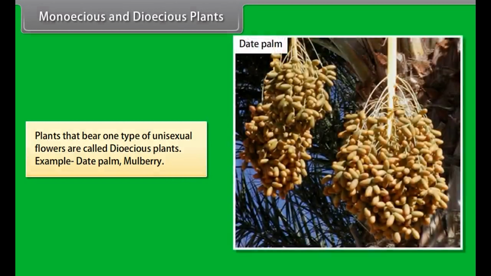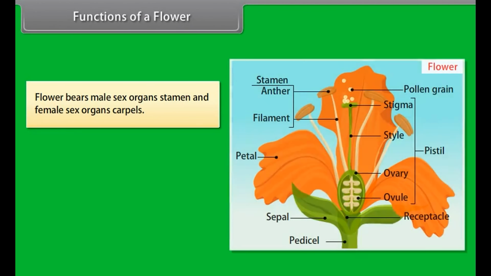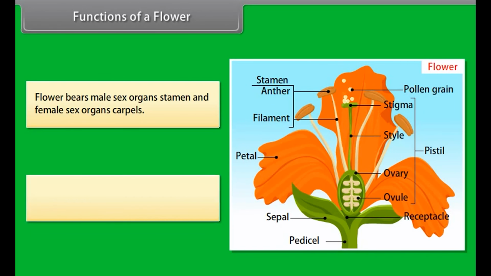Example: date palm, mulberry. Functions of a flower. Flower bears male sex organs stamen and female sex organs carpels. Flower is the part of the plant that takes part in sexual reproduction.